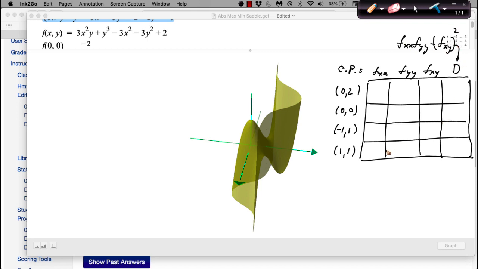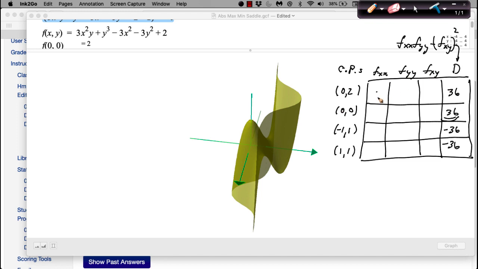Okay, and when you do that, for 0, 2, you get 36. And for 0, 0, you also get 36 when you do all that work. And then for these, I think you get negative 36. And remember we said if the discriminant is negative, that's our saddle points. If the discriminant is positive, what's that? A max or a min. And then how did we decide which it would be? You go back and look at these partials.